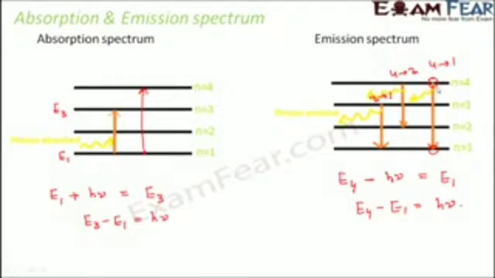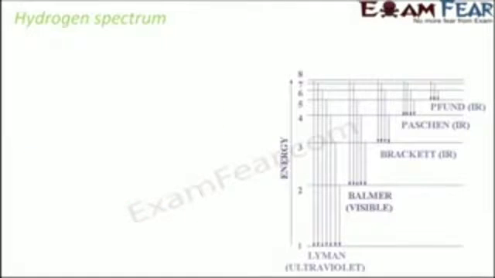Now out of these, the difference in the energies is maximum in the 4 to 1 transition. Therefore, the frequency of the photon emitted will be maximum in this case, and the wavelength of the photon emitted will be minimum in this case. So in this fashion, looking at the difference between the energy levels, you can predict the frequency and wavelength of the photon emitted. Now let us specifically talk about the hydrogen spectrum.